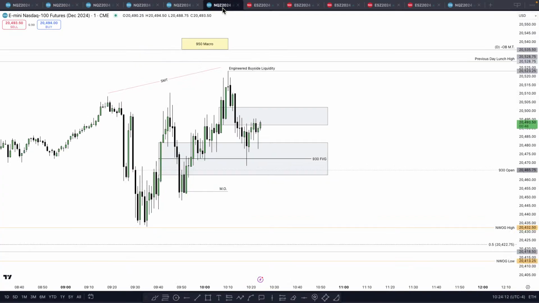Let's check in on NAS. It's just the same logic. So NAS is showing now an unwillingness to go down there, as it has been the stronger of the two so far.